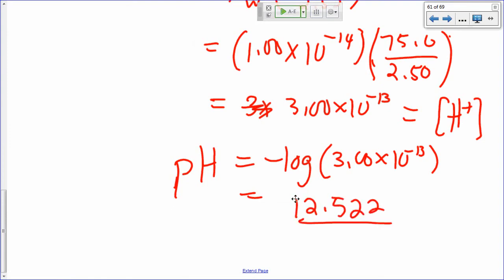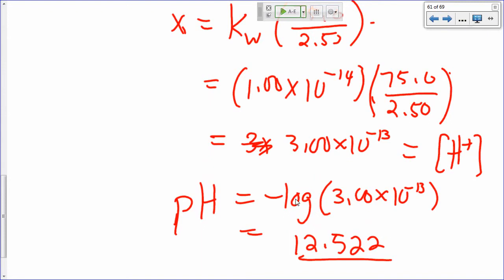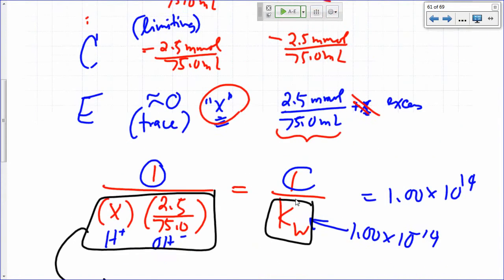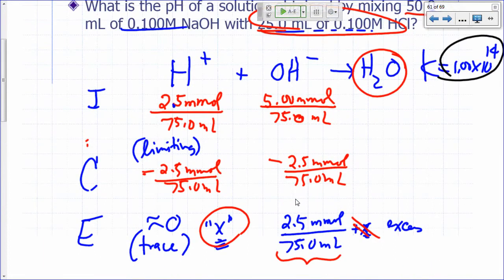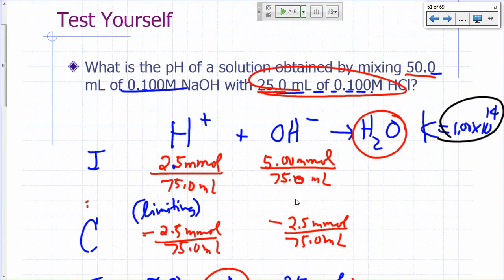That's your pH. So, does this make sense? Do we expect to have a very high pH at this point in the reaction? That's a high pH. High pH means acidic or basic? Basic. Do you expect it to be basic? 2.5 versus 5. You have hardly any H plus left. You get a lot of hydroxide left unreacted. Okay? So you can use this type of calculation to solve the pH of your reaction mixture.